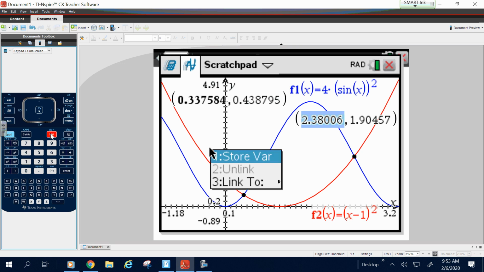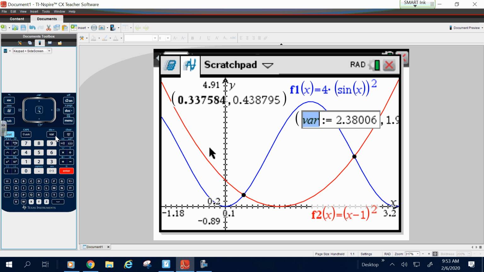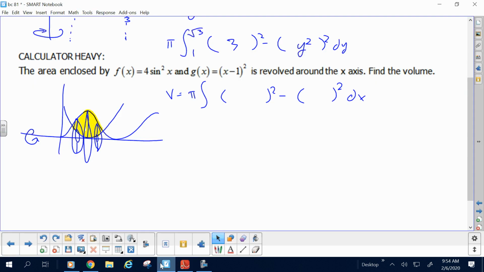How about you? All right, so store those. When you store them, they should be bold. And we're ready to continue on. Let's fill out our bounds of our integral, 0.337 and what was it again, 2.380? Okay, cool. Big R.